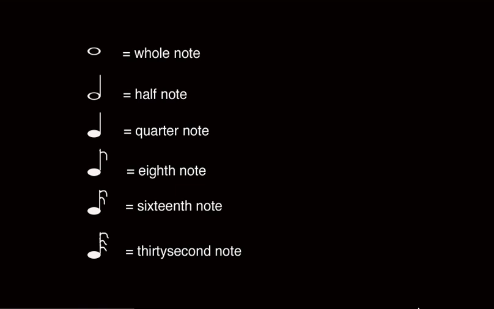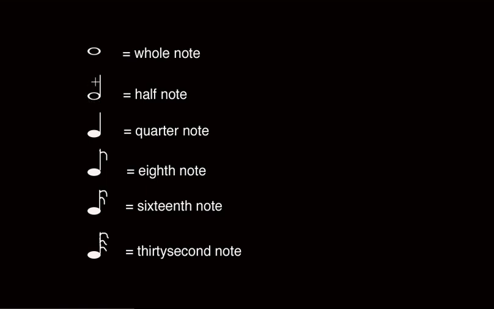Now we will be talking about note values. Here is a chart of the different note values we will be dealing with in this section. At the top, we have a whole note, and this is the symbol used to indicate a whole note. Looks like a circle. Right after that, we have a half note, and this is the symbol used.